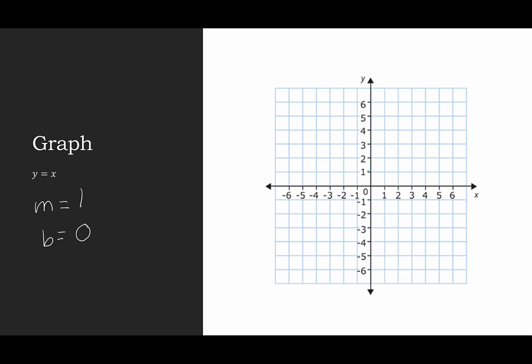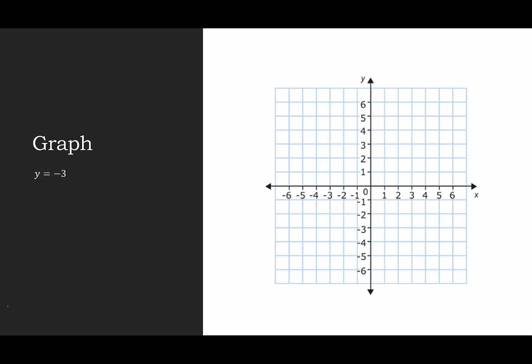1 times x is still x. Because this is a singular number and not a fraction, I'm going to rewrite that as 1/1 just to make it really clear about what's going to happen. So I go to my graph, and I put (0, 0) as my starting point. I go up 1 over 1, there's my second point, and then I connect the dots to get my line.